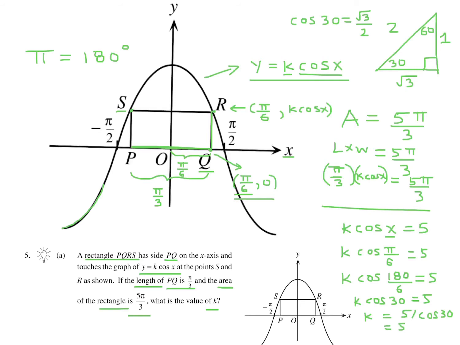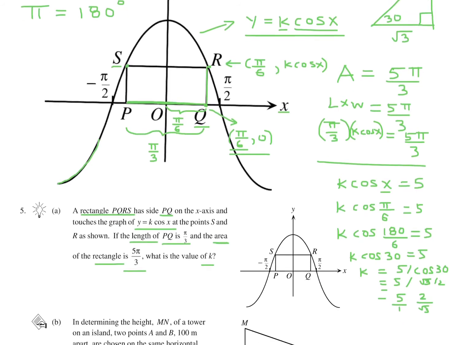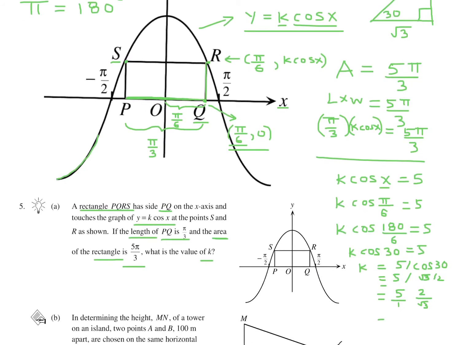So 5 over root 3 over 2 simplifies to 5 over 1 times 2 over root 3, and therefore that is equal to 10 over root 3. So k is equal to 10 over root 3 in this question 5a.